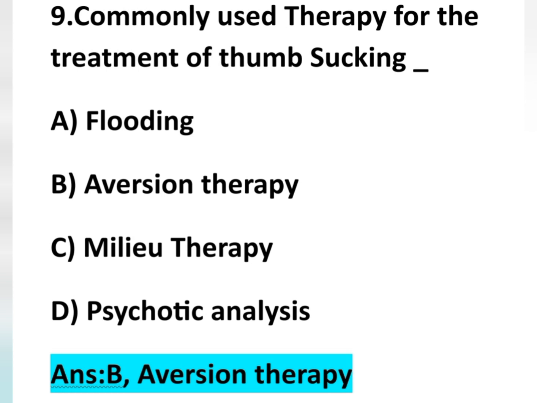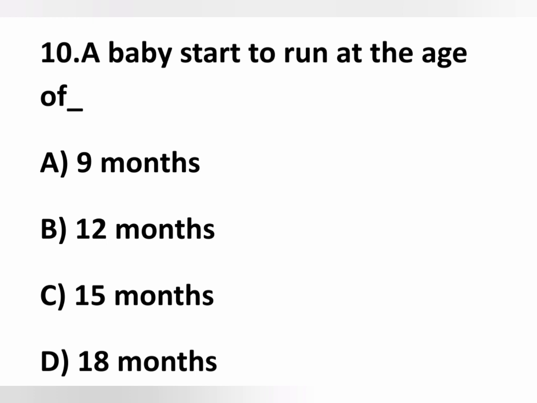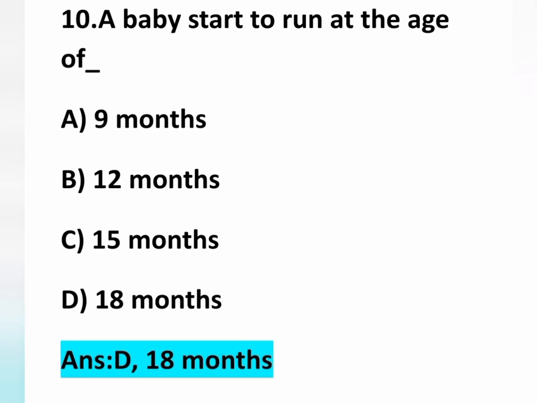And the next question, 10th question: a baby starts to run at the age of option A, 9 months; option B, 12 months; option C, 15 months; option D, 18 months. A baby starts to run at the age of 18 months; option D is the correct answer. Usually the baby starts to run at the age of 18 to 24 months. Here 18 months is the option, so option D is correct.